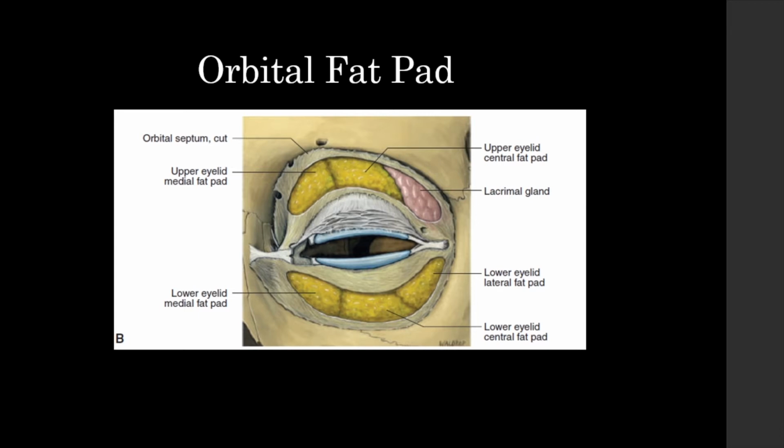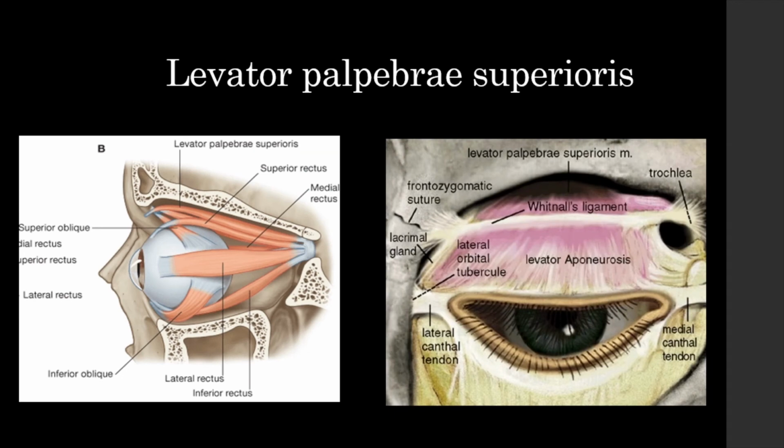Okay. Kimi, tell me, how do you differentiate between the medial and the central fat pad in the lower lid? It's a little more pale, so it is easier to identify compared to the central. How do you differentiate clinically between a fat prolapse or a lower lid lesion or something like that?